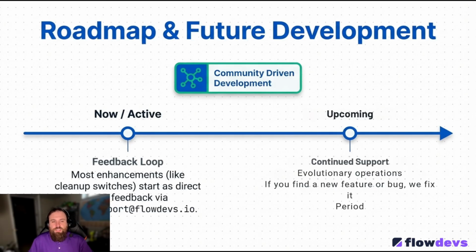Now, I'd like to talk about what I was just saying, how we're not going anywhere. So, the feedback loop: if there are any issues, you can just email us at clientsupport@flowdevs.io. And for continued support, we're still going to be here. We believe in evolutionary operations, where our tools will evolve over time.